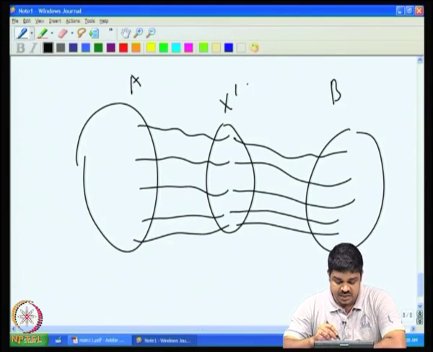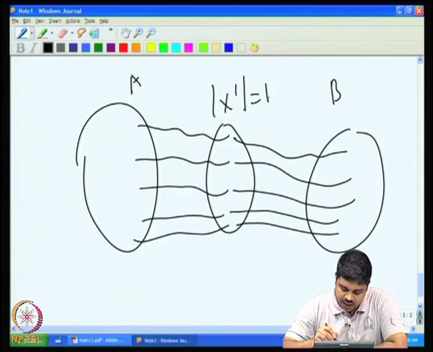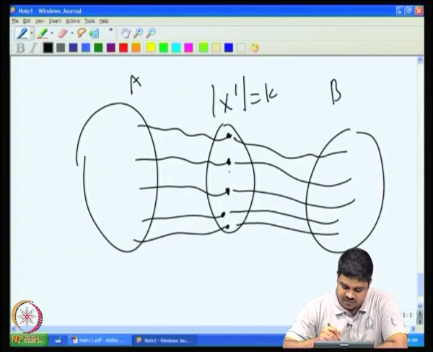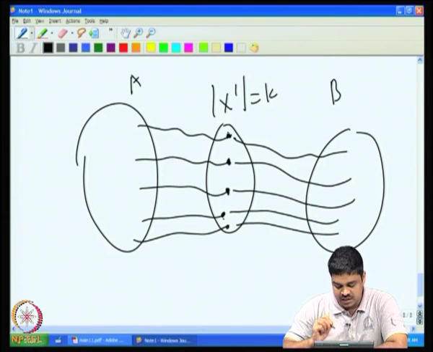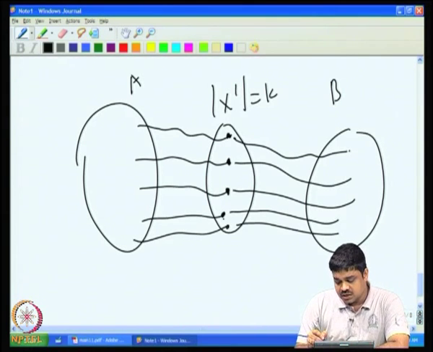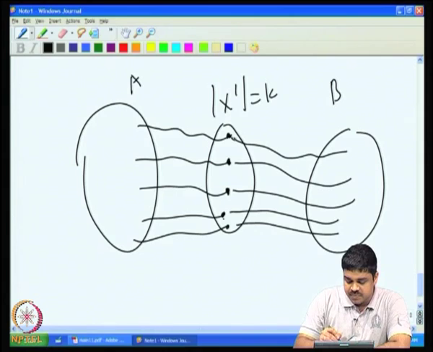You remember the cardinality of x dash is equal to k. Therefore, the A x dash paths take up all the vertices of x dash. Something starts from here, ends in one vertex, another vertex, another vertex, and there is nothing left here. Similarly, these B x dash paths also come and take up these vertices.